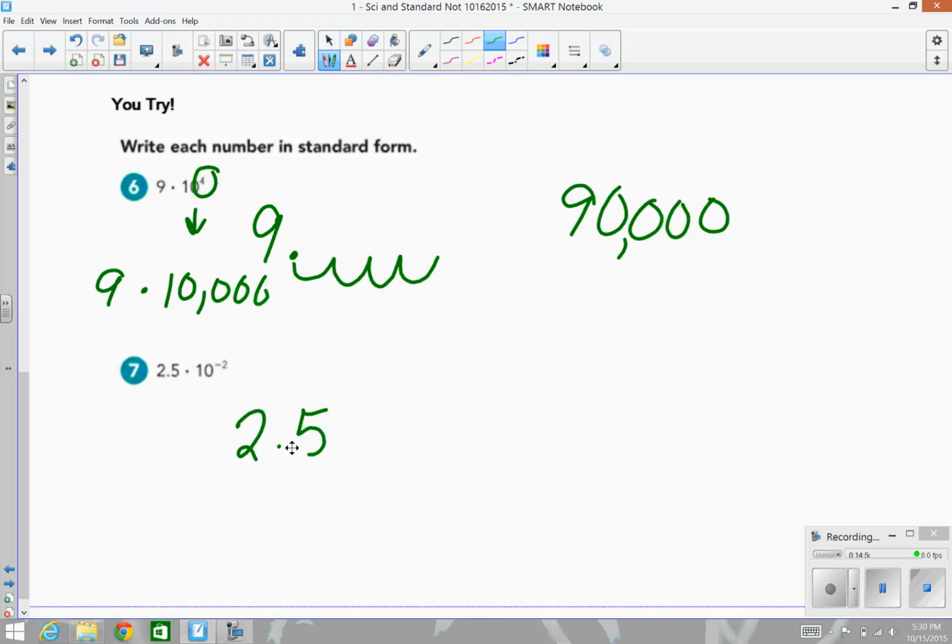And then we have 2.5 times 10 to the negative 2. 2 spaces in the negative direction. 1, 2. 0.025.